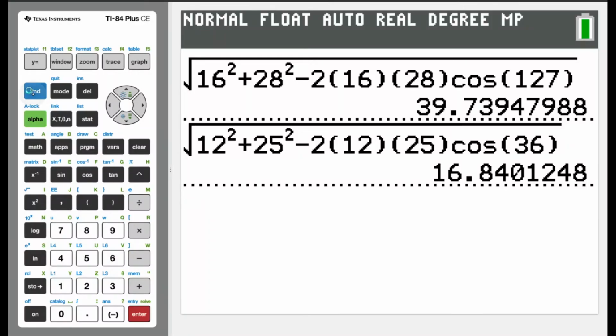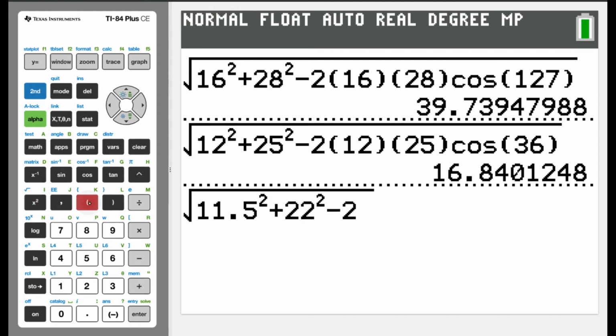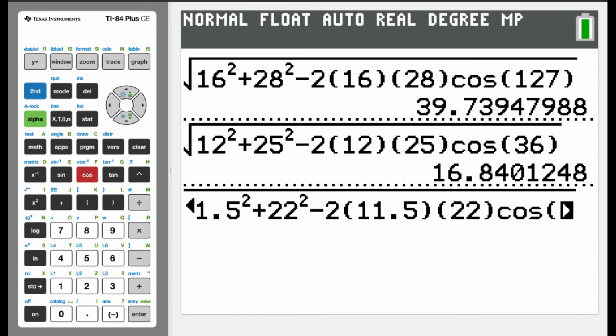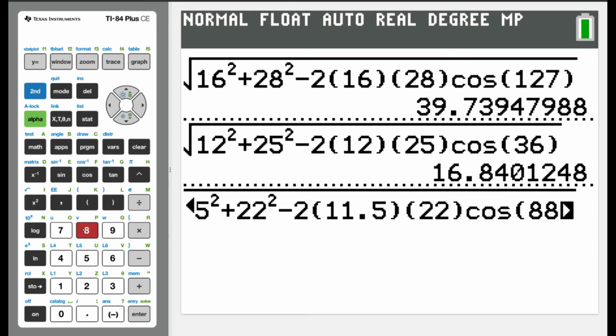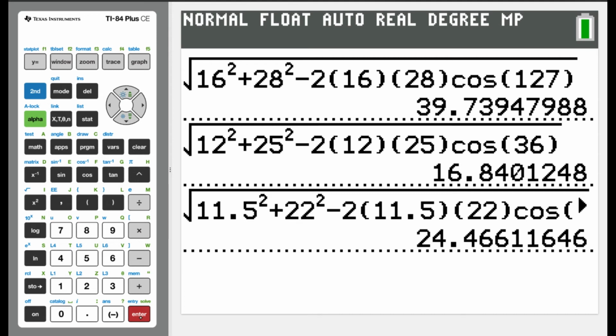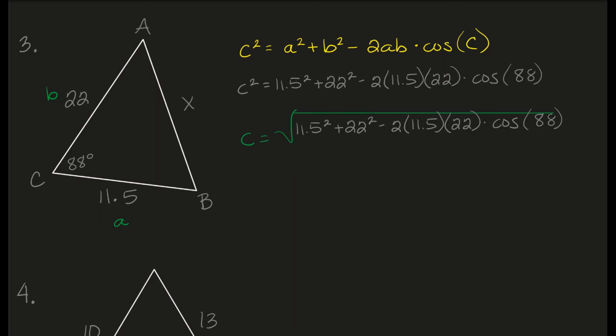So we'll do this on the calculator, second x squared, and we'll type this in. So we have 11.5 squared plus 22 squared minus 2 times 11.5 times 22 times the cosine of your angle, and in this case that was 88. Here we should be getting 24.5. So the value of C here is going to be 24.5. That's pretty much it. Finding leg lengths with cosine, very, very easy.